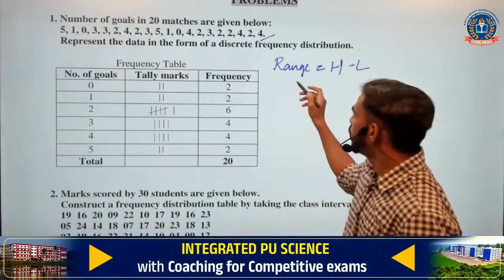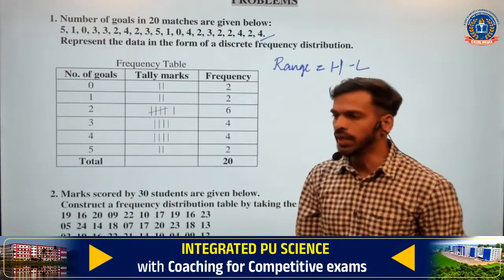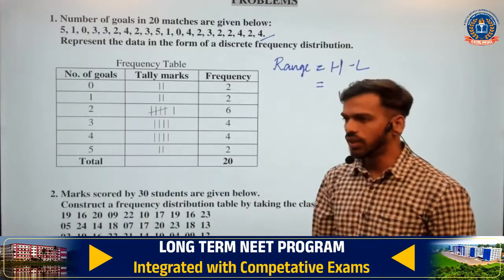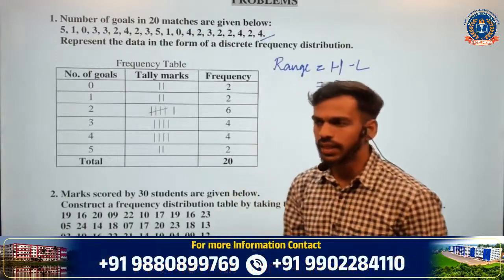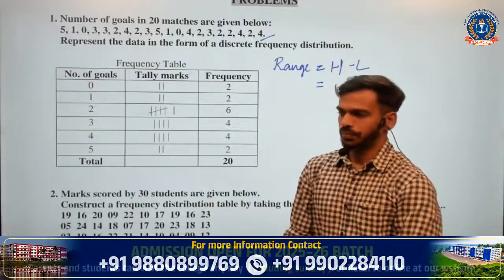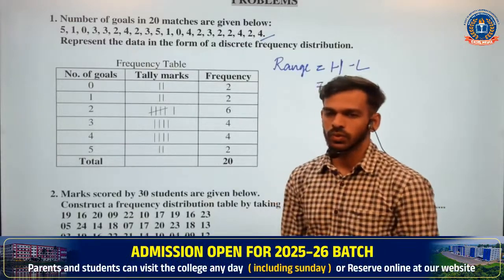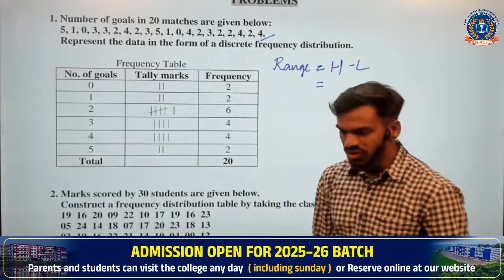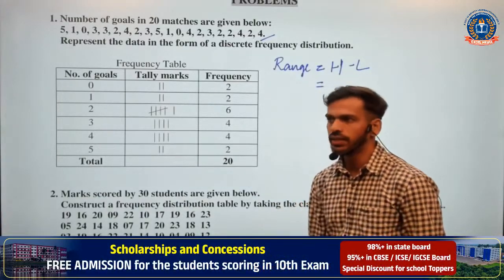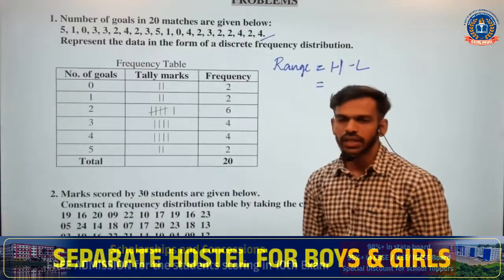Now let's try to understand this example. What is the range here? If there are any online students, just let me know what the range is. Can you calculate the range, so that I can understand that you are getting something, otherwise it will be one-sided. If anyone is online, just put it in the comment box.